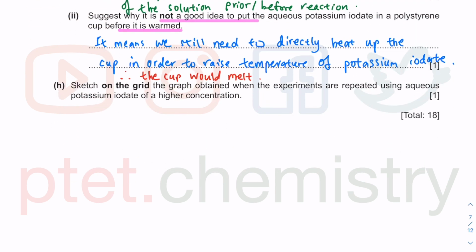Yeah. So how about sketching on the grid? You have to sketch on the same diagram when the experiment is repeated at a higher concentration.